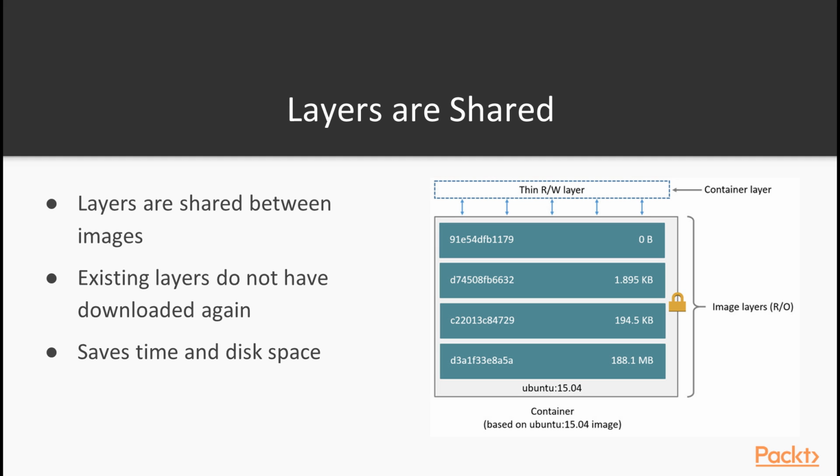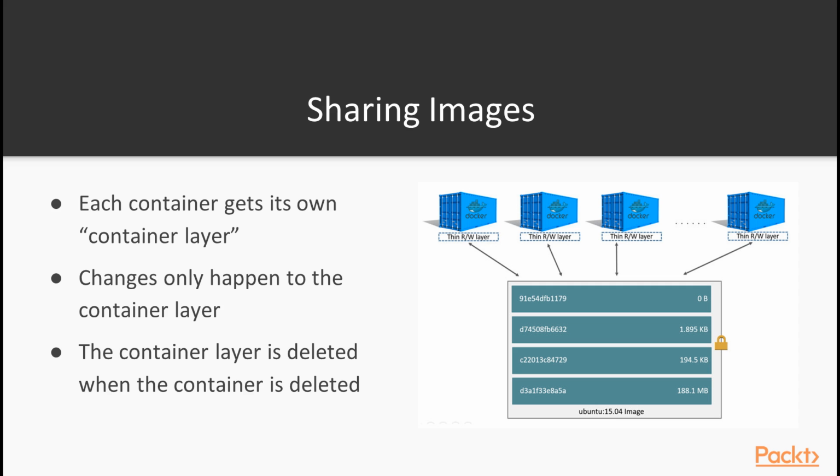For example, if two images are based on the same Ubuntu image, that layer does not need to be re-downloaded or recreated. There is only one copy of the layers from the Ubuntu image on the system. Multiple containers can use the same image. Each container gets its own read-write container layer that is separate from any other containers.